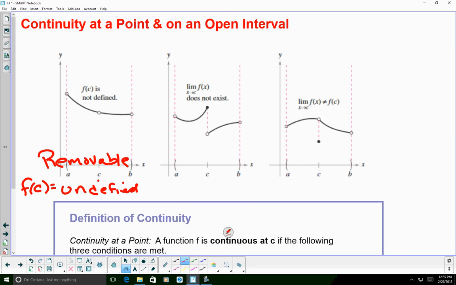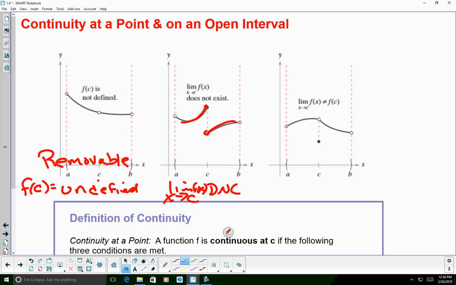The second graph shows a picture where when I approach C from the left, it approaches one number. When I approach from the right, it's approaching a completely different number. So the limit as x approaches C does not exist. And that's an example of discontinuity. That one either creates an asymptote or a jump.